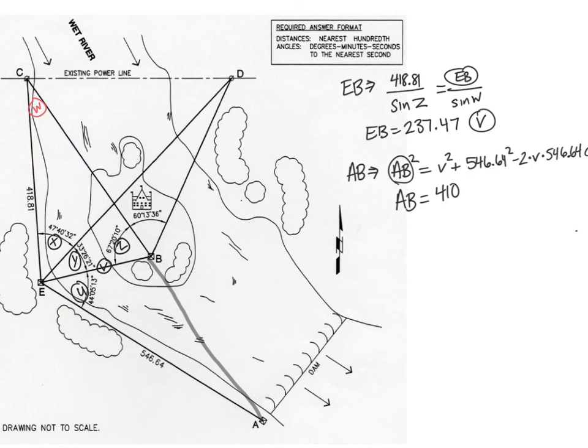Now, that's an official answer that they want, 410.76 for AB, so I would write that in one of those lines. And I'm going to store that as something because I might end up needing that. I'm going to store it as T. That's what AB is.